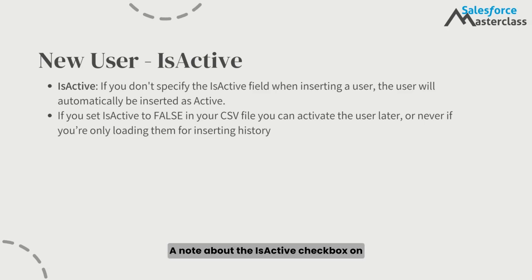A note about the is active checkbox on the user record. You don't technically have to specify a value in that field. If you don't, the user will automatically be inserted as active. Where this can cause trouble is, let's say that you have 100 users in your historical data, but you only have 50 licenses in Salesforce. So what happens is that you get to user 51 in your list and the file errors out because you've run out of active user licenses. So you can insert as many inactive users as you wish because inactive users are not using a paid active Salesforce license. You can always insert your users as inactive and then activate them later if you're not ready to have active users right away.